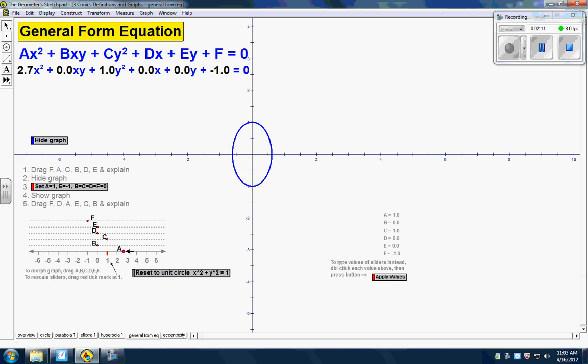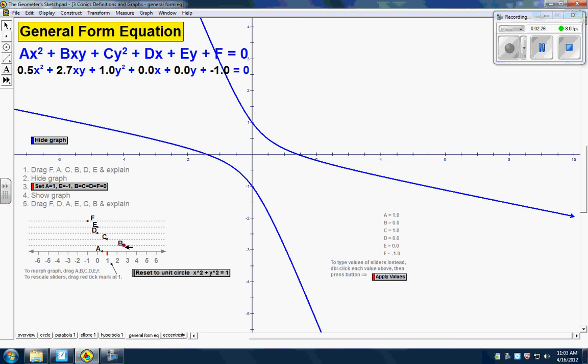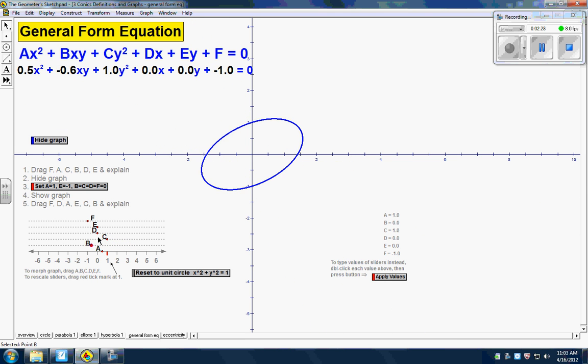So just wanted to take a couple minutes and show you guys that, if that helps with your understanding of stuff. So we make A smaller. C's now the biggest piece here. So we're going to rotate this ellipse this way. We can eventually change it into a hyperbola.